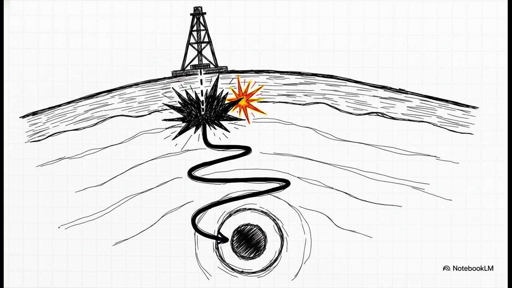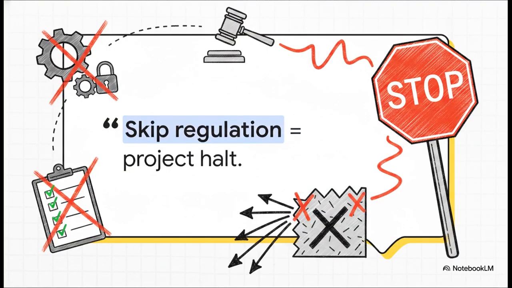If you just go straight through the easiest rock, it might lead you right into a high-pressure zone that could trigger a massive blowout. And hovering over this whole shebang is the ultimate trump card: regulation. You could design an absolutely flawless well, one that hits your budget perfectly right down to the penny. But if it skips a regulatory review or if it violates a spacing boundary, your project is instantly halted, period. It doesn't matter how sound the engineering is, the operation is done.